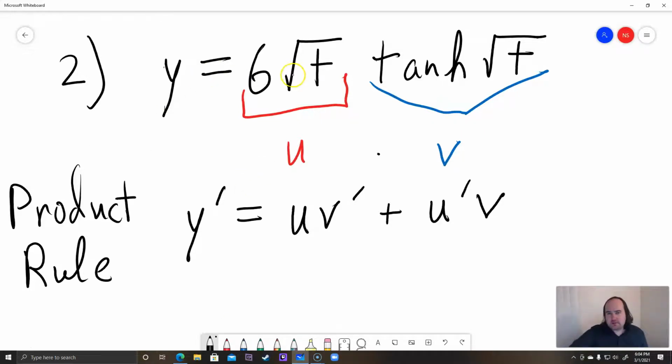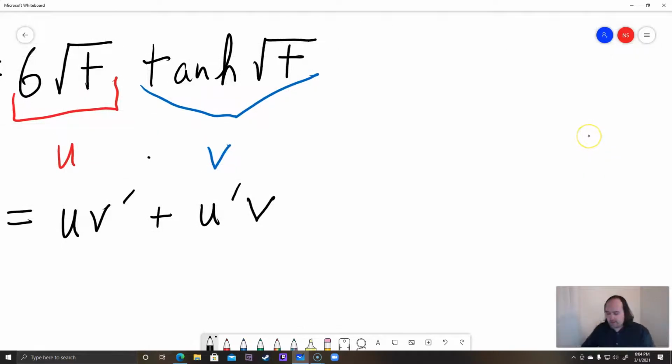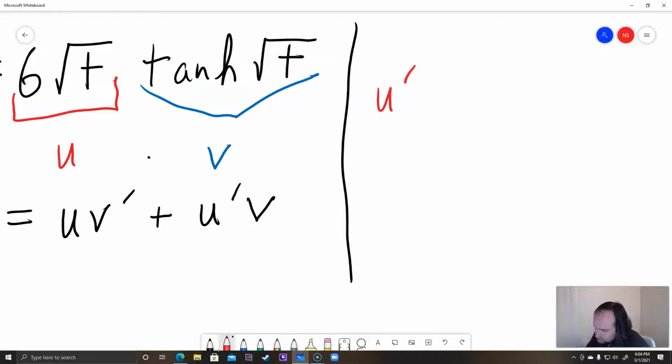And here our u is 6 root t, and our v is tanh of root t. So obviously we're going to need to calculate our u prime and our v prime in order to be able to plug them into the formula. So let's do that over here. Since u is 6 root t, what is u prime going to be? Well, for u prime, the 6 is a constant, so it stays out front. And then what is the derivative of the square root of t?